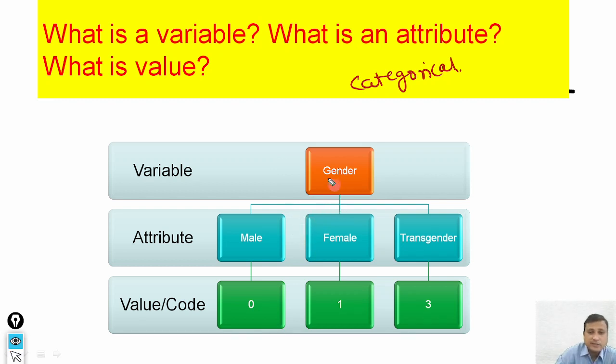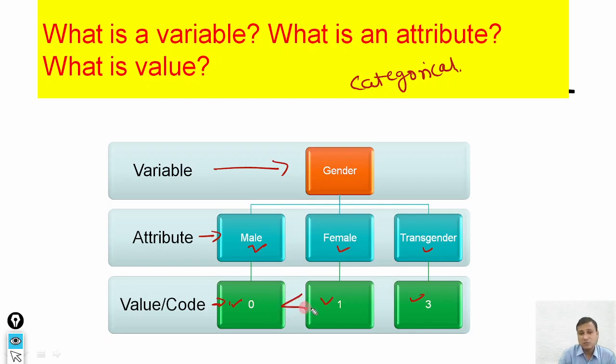Suppose here is the gender, gender is the variable. Attributes means the classification. Male is there, female and transgender. Only 3 attributes are there. And what is the meaning of value? We allot some number. Those numbers are known as the value or the code.